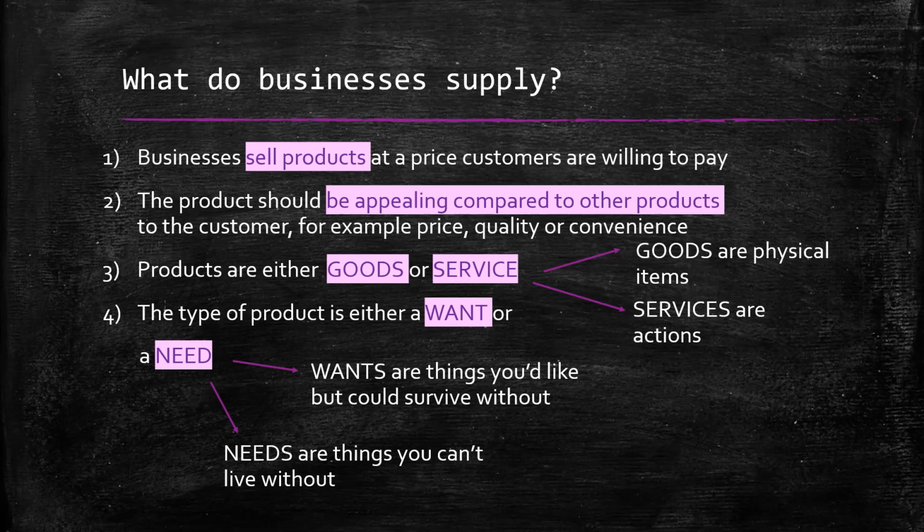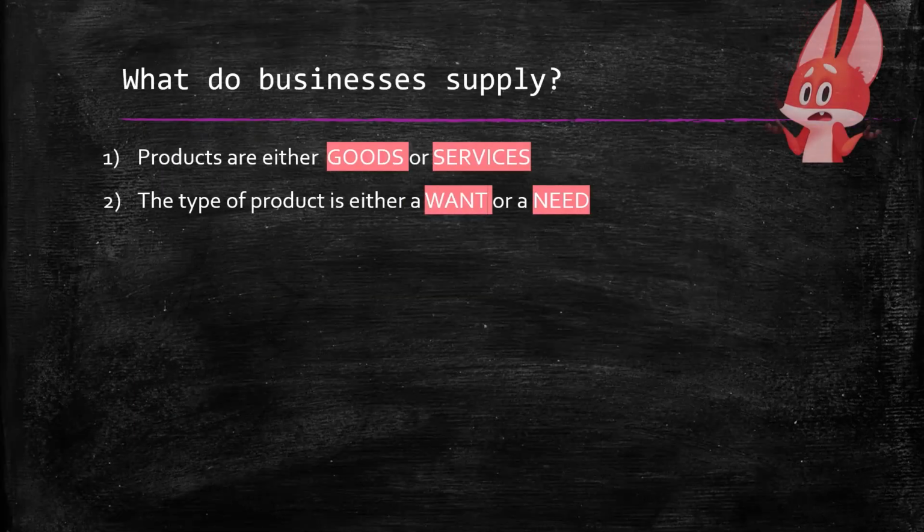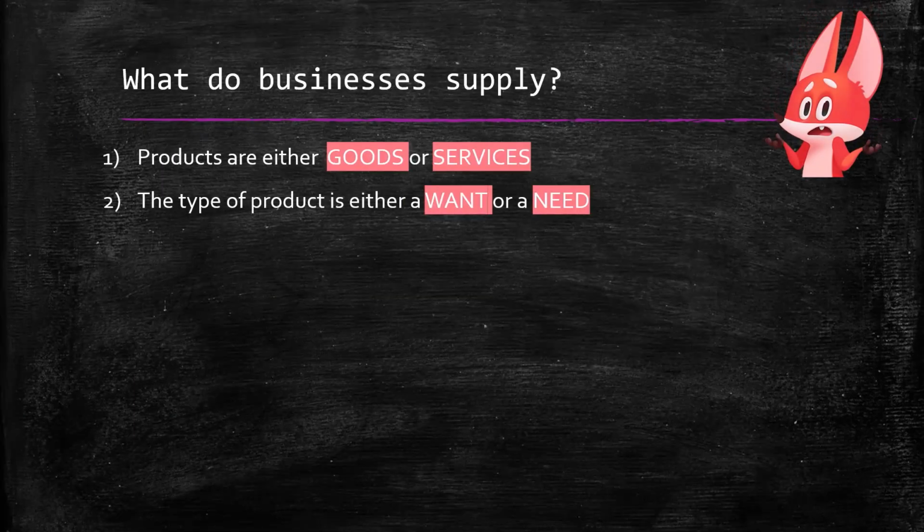Products can either be goods or services. A good is like a physical item, while services are actions performed by others. There are two types of products, wants and needs. So obviously a want is something you would like but you can live without, and a need is something you cannot live without. As we said, products are either goods or services, and those goods or services can be wants or needs.